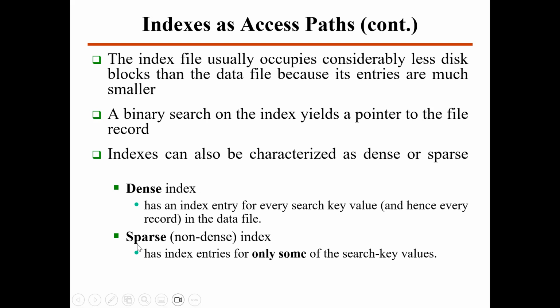The opposite of dense is sparse. Sparse will have the index entries pointing to blocks or only some search key values, not every value. In dense, the link is between every index entry and every search value in the data file. In the sparse, the index entries are only for some of the search key values. So these are the types of indexes.